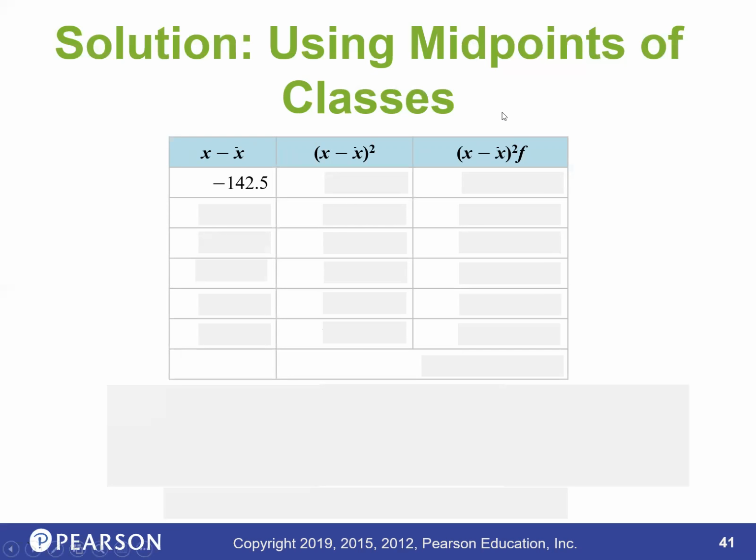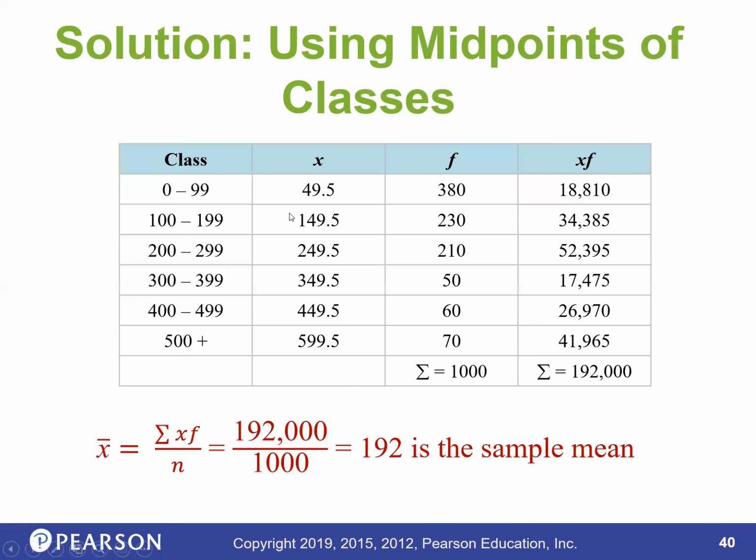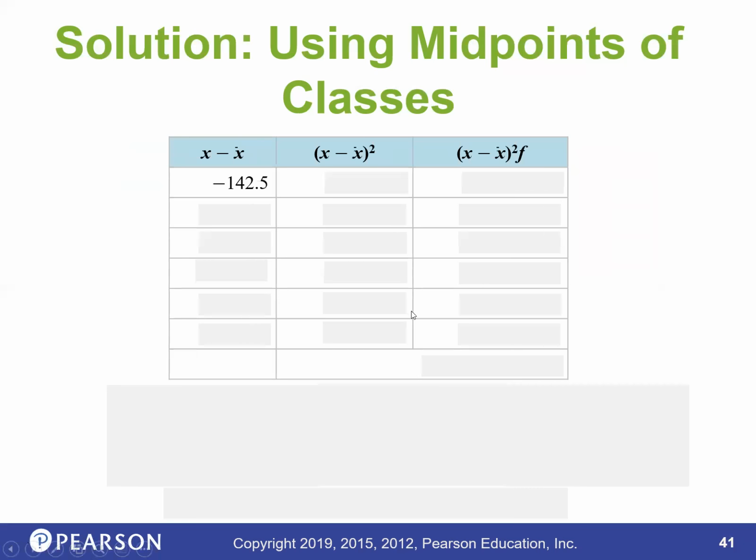So let's go back to what we need. We need, this would be 149. There you go, 149 minus 192. 149 minus 192 is what I got. Anybody with an answer? Say again. Negative 42.5. Perfecto. Okay, let me give you guys the rest of the answers.